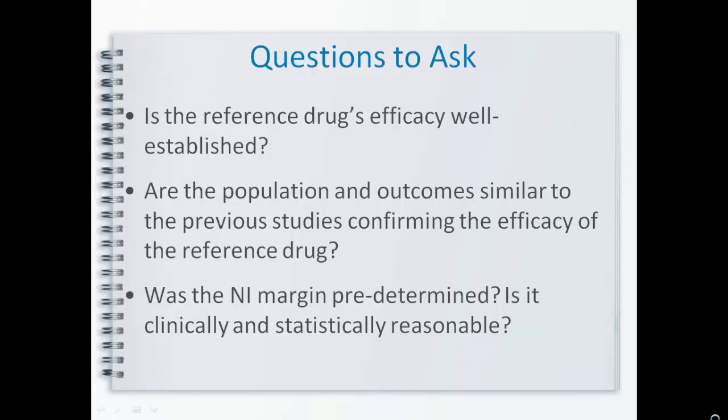When analyzing a non-inferiority study, don't forget to ask yourself the following questions. Is the efficacy of the reference drug well established? In addition, make sure that the efficacy studies for the active comparator are similar in population and outcomes to the non-inferiority study. Lastly, it is important that the authors of the study predetermine the NI margin and choose a margin that is both statistically and clinically reasonable. Not predetermining the NI margin introduces bias and may signal that the study is a superiority study that failed and was converted to a non-inferiority design.